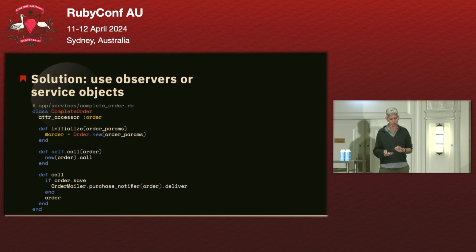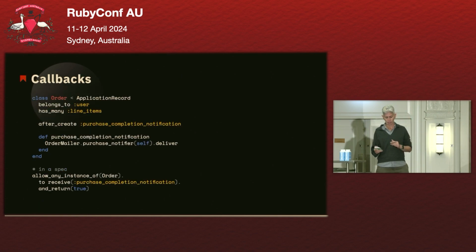And the reason why I return the order object in the end is because when it comes back to the controller, if it didn't save, I want to get the object back with all the errors that it had on it. So the controller can send those errors back to the user.